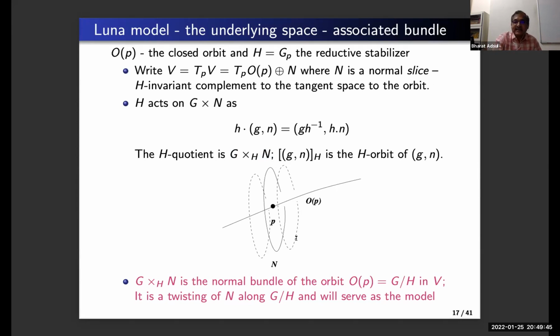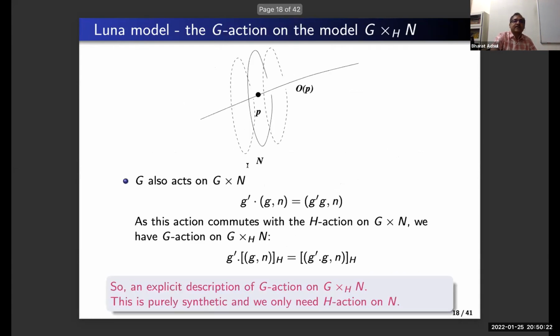So it's kind of remarkable that this object is purely synthetic and just determined by the H action on N. H is acting on N, and that is all the data I need to construct this H quotient. So this is going to be the Luna model, in the sense that this is going to be the underlying space of the Luna model. But I also need the group action, so I also need an action on this normal bundle, on this G ×_H N. That's what I'll define next.